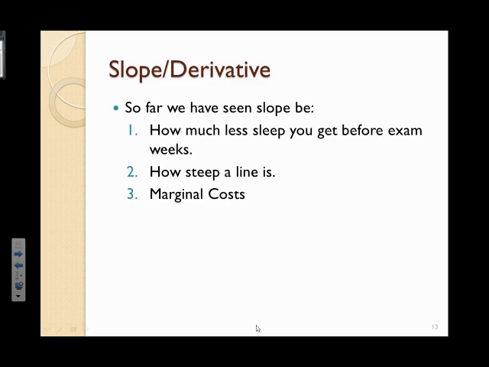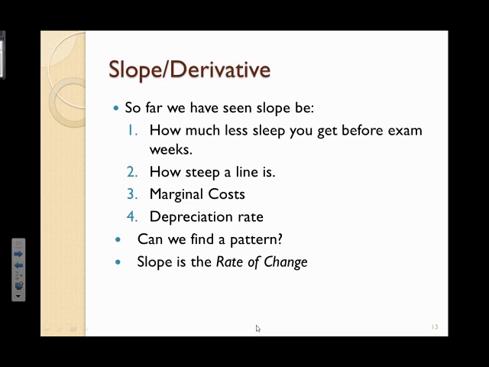We've also indicated that the slope or the derivative is also the marginal cost, and in business we'll use this frequently. And we've also defined it as the depreciation rate. If we look at this, of course, the pattern that we find is the one we introduced at the beginning, that the slope is the rate of change, and the derivative is also the rate of change. The two things are the same, they're synonymous. So again, when we're looking at a rate, it's how fast things change. So the rate of change: how fast does something change?